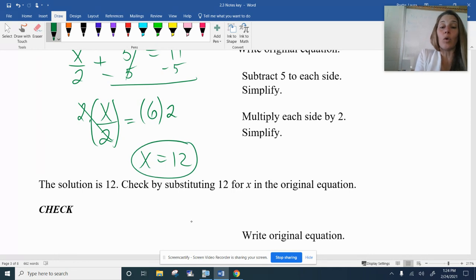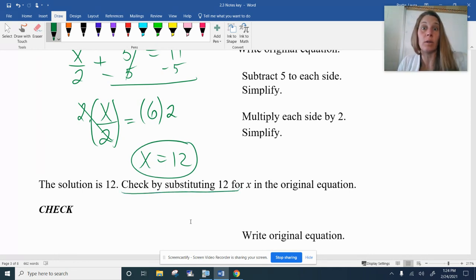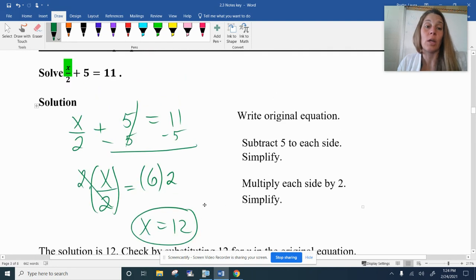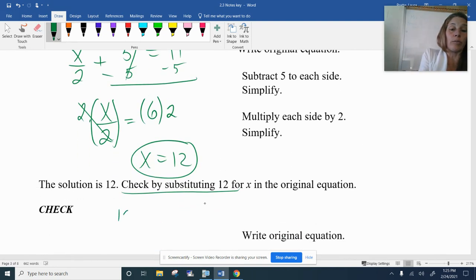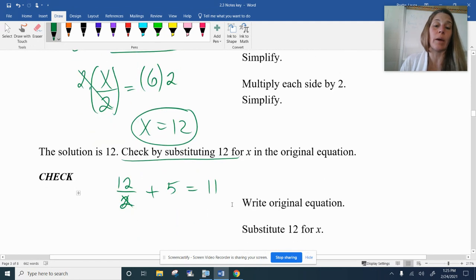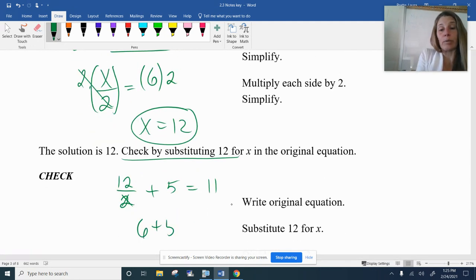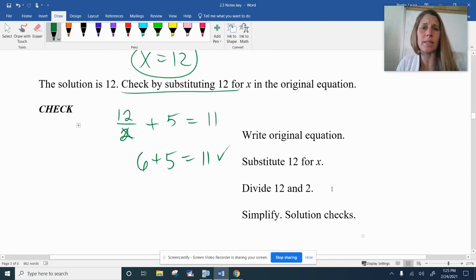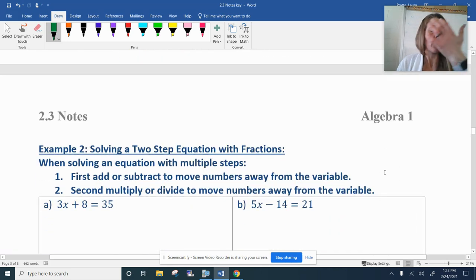Same as always, we can check by substituting that answer of 12 into the original equation. So we would write our original equation, putting in the 12 for the x. Oops, I forgot to put that number in there. So 12 divided by 2 would be 6. 6 plus 5 does equal 11, so that checks out. And anytime you're in doubt about your answer, try doing that and see. If you get a weird answer, it might be wrong, it might be right, but if you substitute it and check, then you'll know.